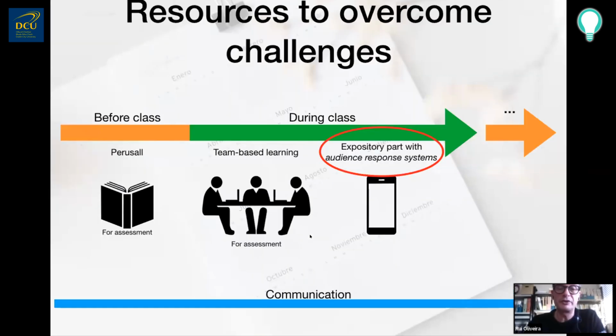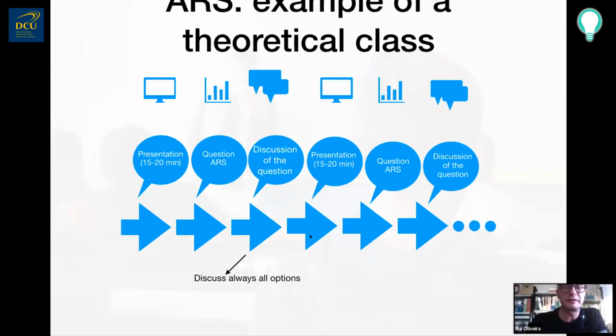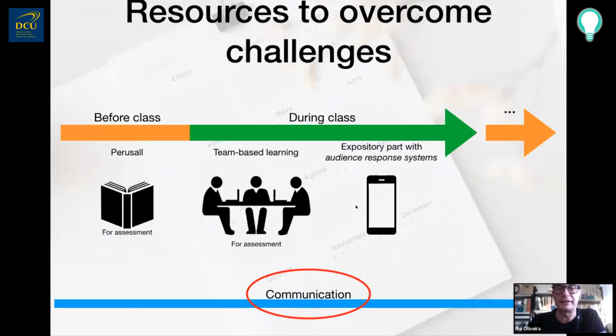During this expository part of the class, I presented the subjects for a short period, and then I launched questions for the cell phones for the students to answer anonymously, and then we discussed the results, the answers of the students. And then another short presentation, another question for the cell phones, another discussion. And this was the pace of the expository part of the classes.